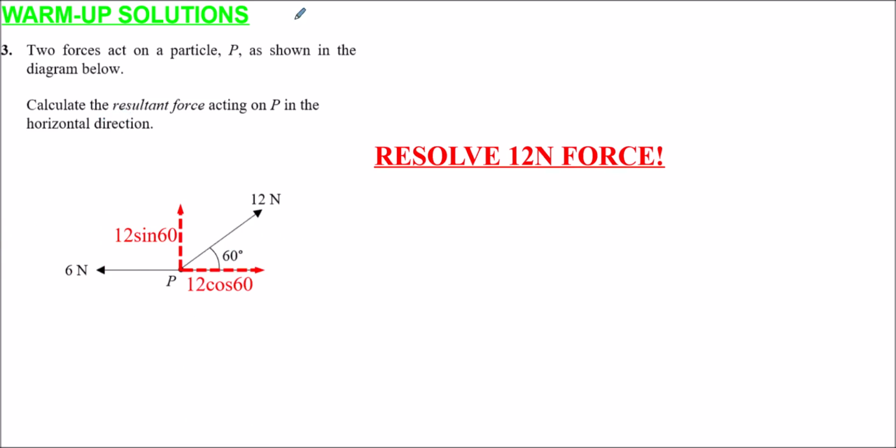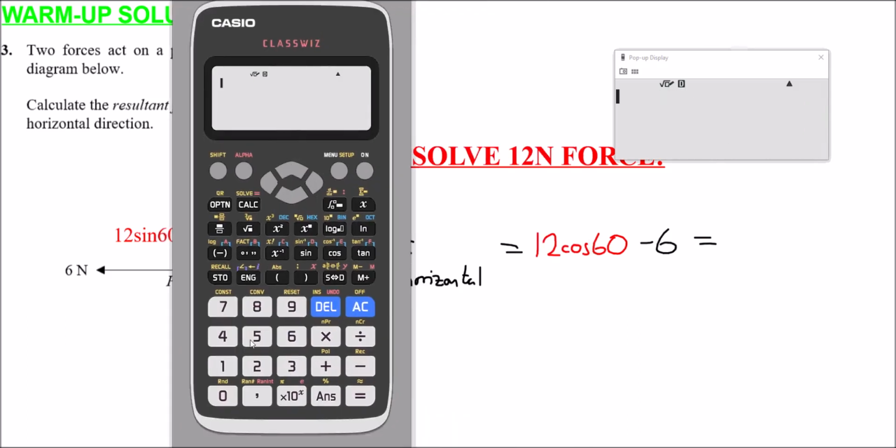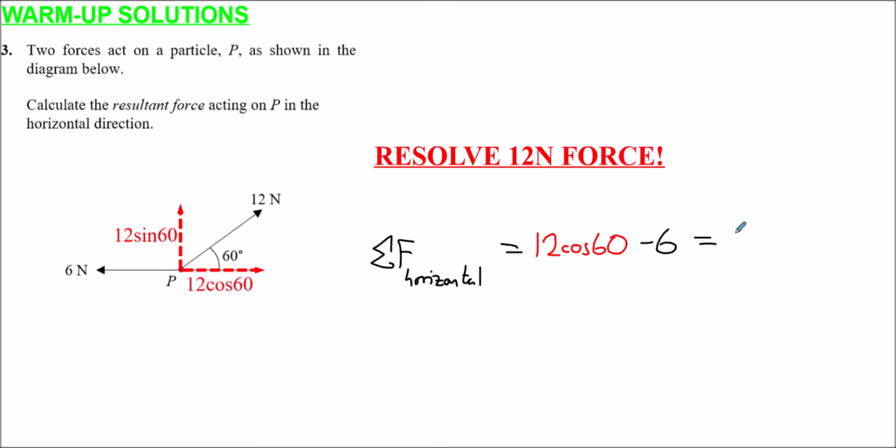So just thinking of horizontal forces, then the overall force in the horizontal direction will be the 12 cos 60, whatever that happens to be, minus a force opposing it, so minus 6. So let's calculate this now. So 12 cos 60 minus 6 is 0. So there's a 0 Newton force in the horizontal direction. That means this particle is not accelerating in the horizontal direction. It will therefore only be moving exactly vertically upwards. So net force here is 0.